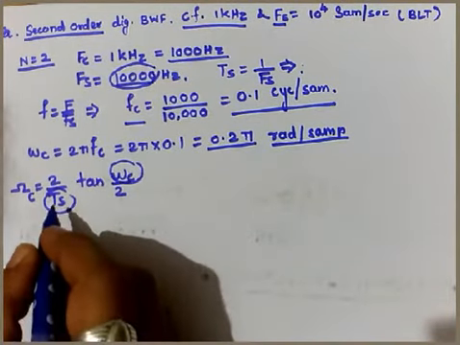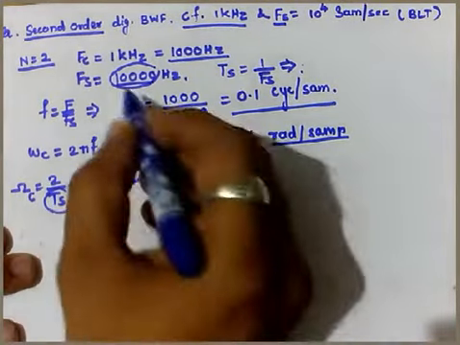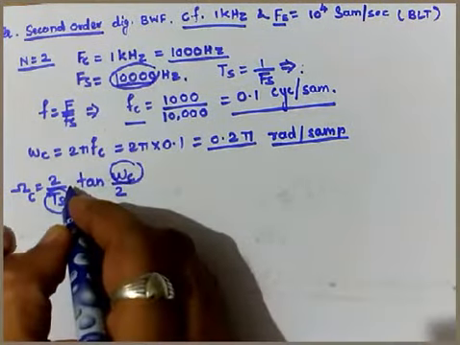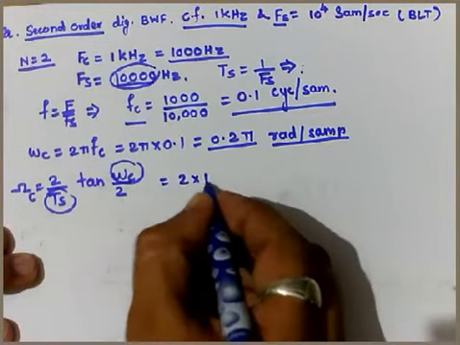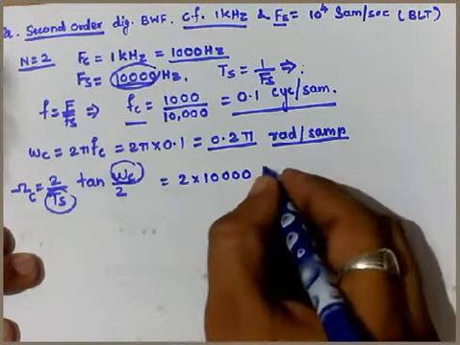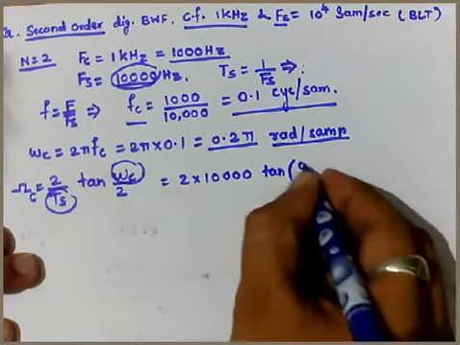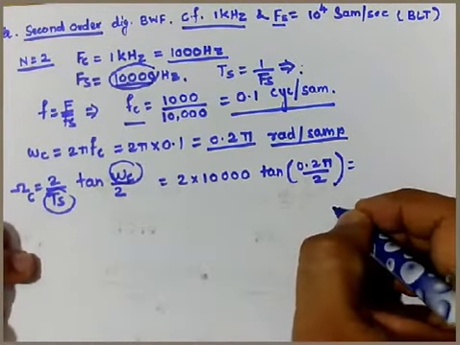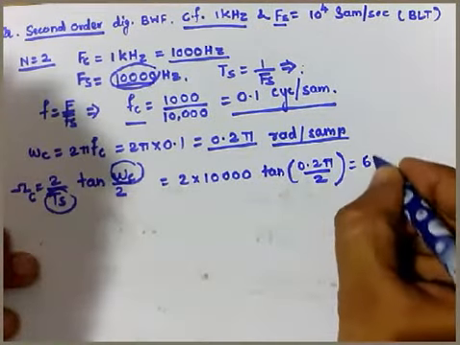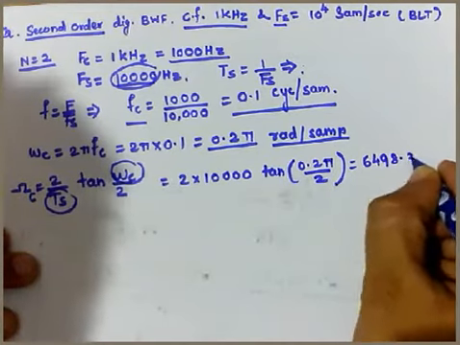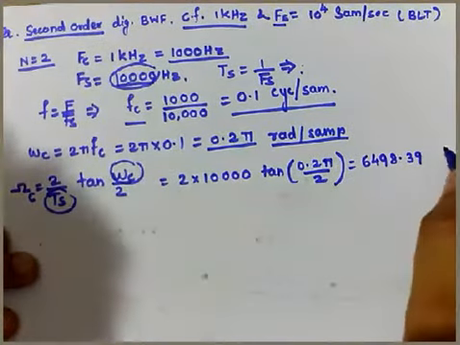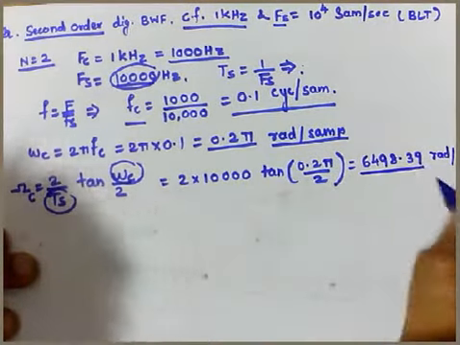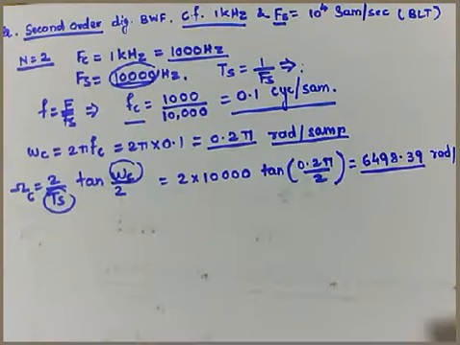So this is what we can do. 1 upon Ts, or directly the value of Fs, is multiplied over here. So this will be 2 into 10,000 into tan of 0.2 pi by 2. Obviously this gives the value 6498.39. The unit will be radians per second, and that is how Ohm c is calculated.